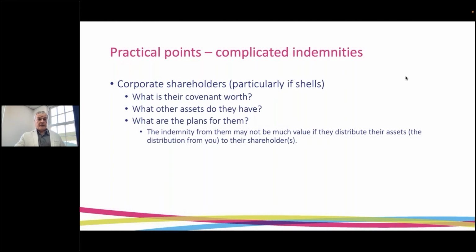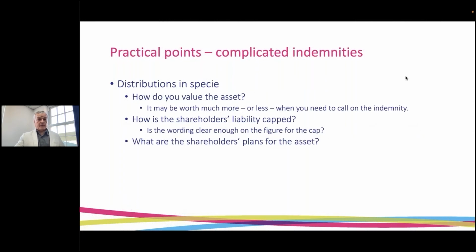Similarly, if the shareholders are other companies, you would have to have a look at the value of the covenant that each of them is giving, because it may be that if they're merely an intermediate holding company, they themselves will be wound up fairly swiftly after the distribution has been made, in which case their covenant may be worth very little.